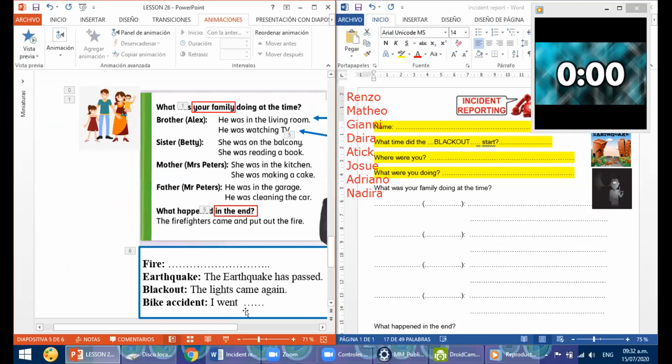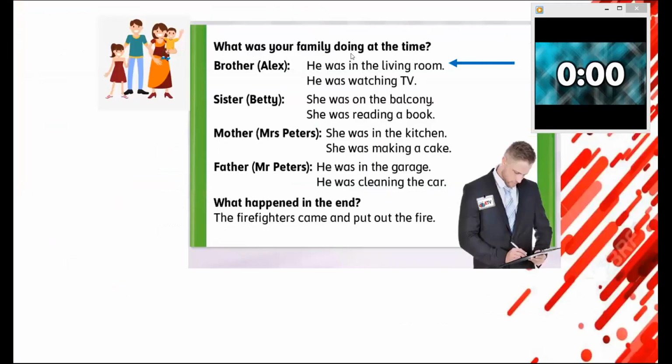Listen, pay attention here. In the second part, it's easy too. It's not difficult. In this part, you are going to write about your family. What was your family doing at the time? Mention your family members: your brother, your sister, mother, or father. Choose your family, but complete the four. Teacher, I am an only child. Okay, but invent, please. Invent your brother and complete your sentence.